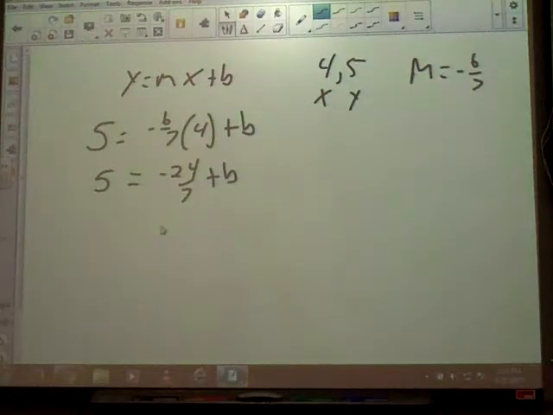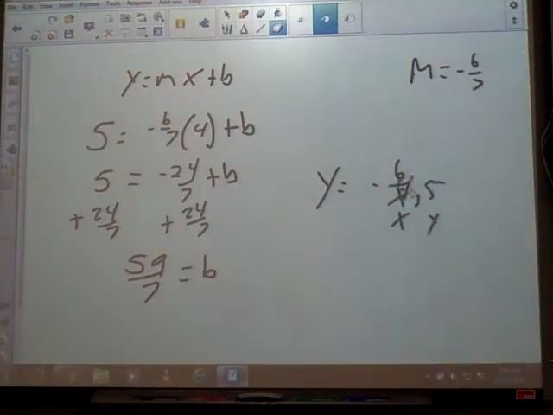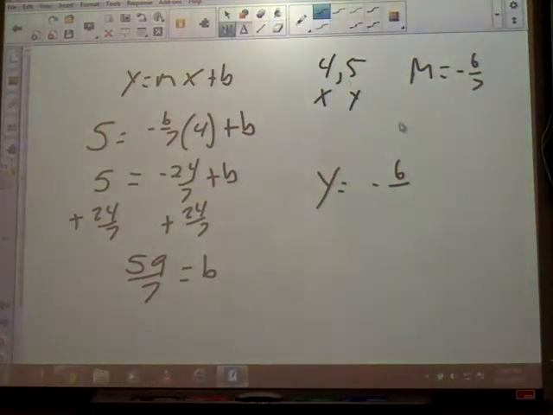So I got to add 24 sevenths to both sides. See, that'd be 35 sevenths, so that would be 59. Thank you, Aaron. 59 sevenths is my B. So I'm going to have Y equals M. Oops, dumb button. Oh, Lord. Flip that down. Y equals M. What can I do? X plus B.